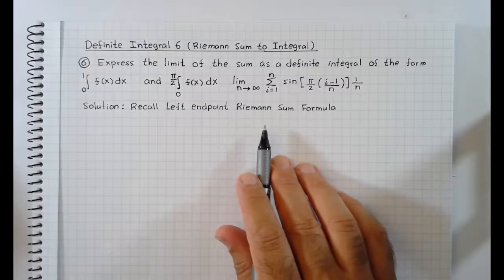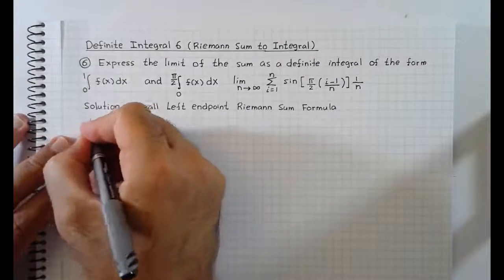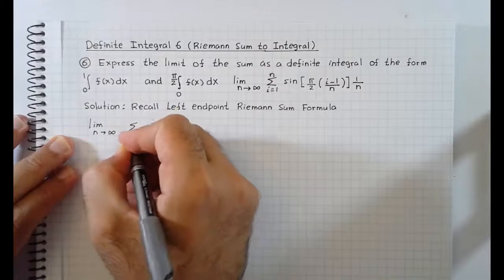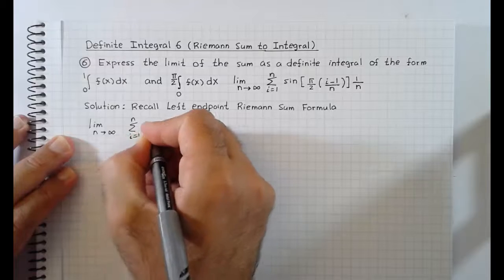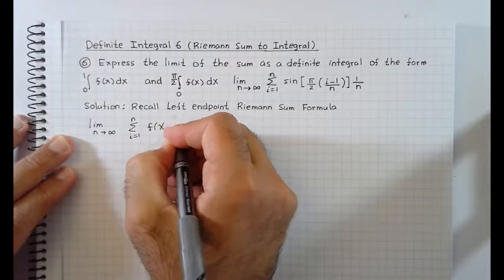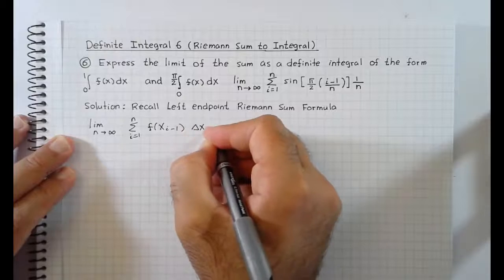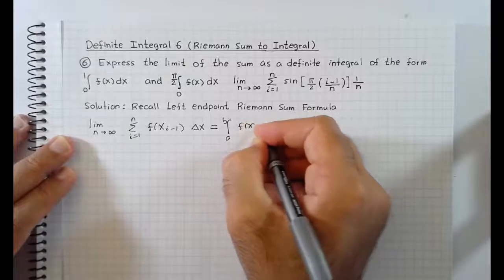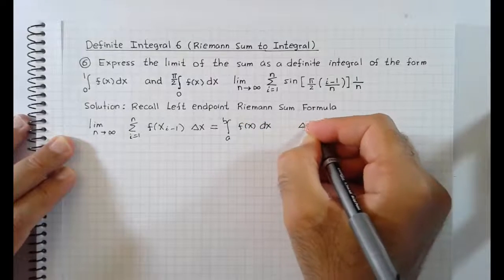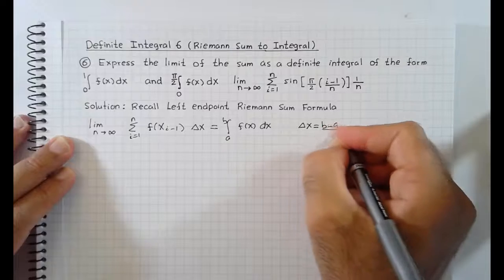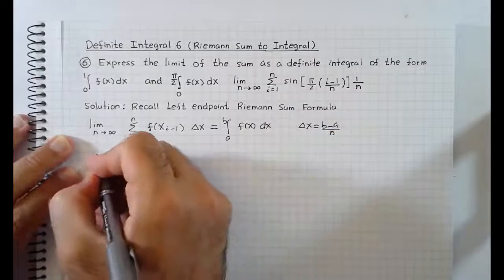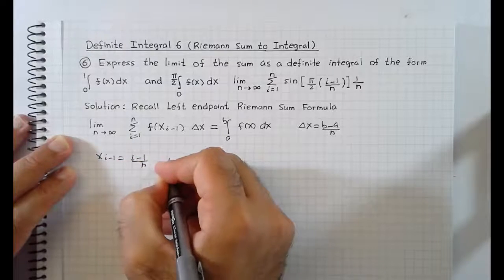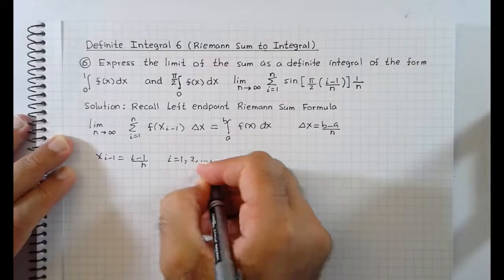Recall the left endpoint Riemann sum formula. Limit n goes to infinity, i goes from 1 to n, f of x sub i minus 1 times delta x, is equal to the definite integral a to b f of x dx. With regular partitions, delta x is equal to b minus a over n. We let x sub i minus 1 be equal to (i minus 1) over n, with i going from 1 all the way to n.